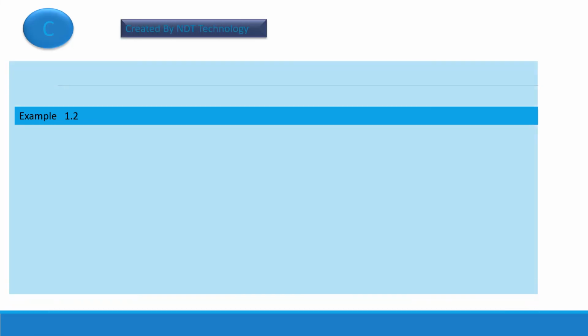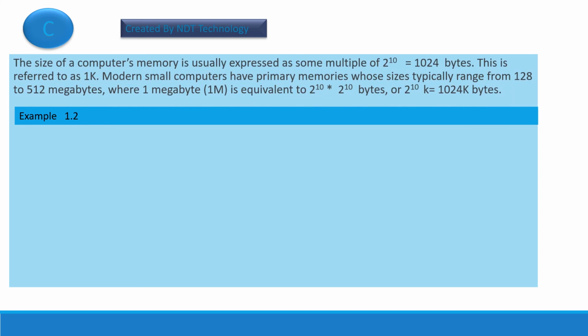Next is another example: the size of computer memory is usually expressed as multiples of 2 to the power 10. That is 1 MB, megabyte, or 1 KB, kilobyte. 1 kilobyte is 1024 bytes, right? This is 2 to the power 10, and it is referred to as 1K. Modern small computers have primary memory whose size typically ranges from 128 to 512 megabytes. 1 megabyte is equivalent to 2 to the power 10 times 2 to the power 10 bytes, or 2 to the power 10 times K, that is 1024 KB.